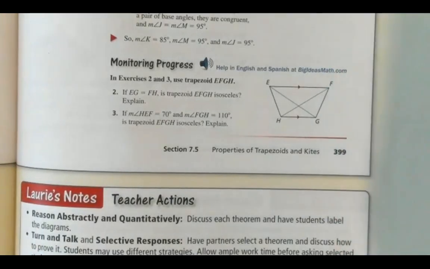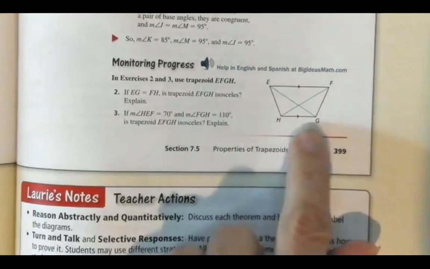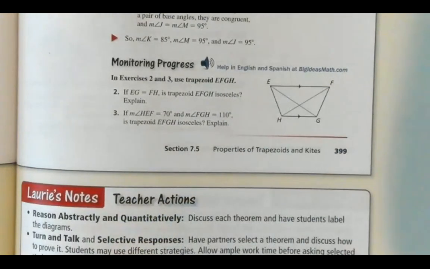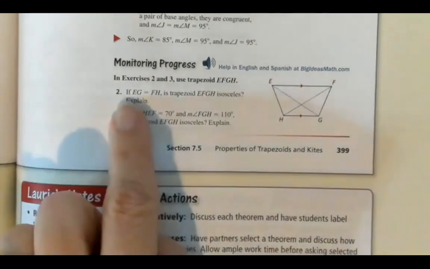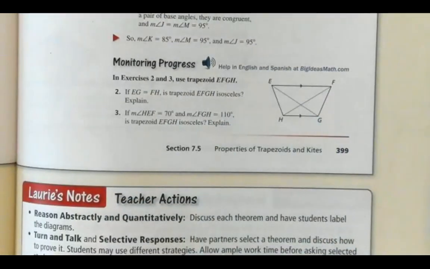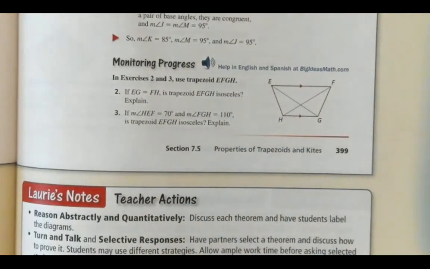All right, let's try another one. Okay, they tell us here that this is a trapezoid, and we've got parallel lines marked. That's all we have marked. Okay, so look at number 2. Number 2 says if EG, that's your blue diagonal, is equal to FH, your blue diagonal going this way, is the trapezoid isosceles? What do you think? If the diagonals are congruent, yes, it's isosceles.